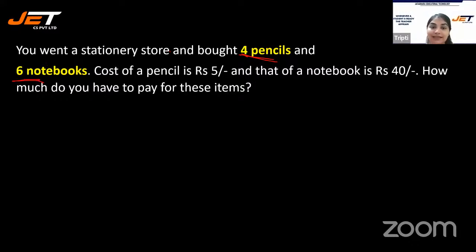You went to a stationery store and bought 4 pencils and 6 notebooks. Cost of a pencil is rupees 5. This is 5 per pencil, like each pencil. And cost of a notebook is rupees 40 each. How much do you have to pay for these items?